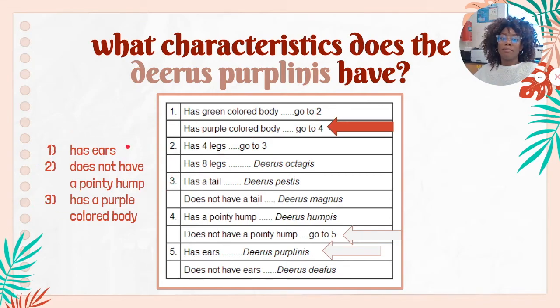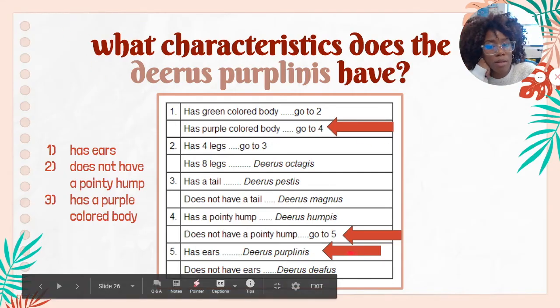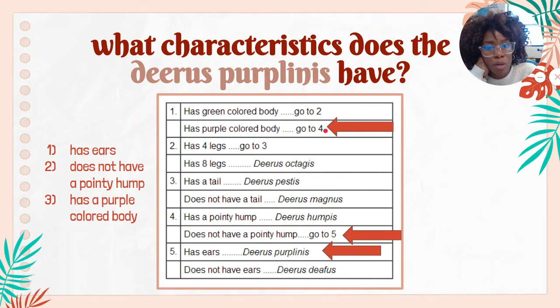So how did I do that? Well, again, if it tells me the organism, then all I do is work backwards. So Dirus purpulinus has ears, 5. Then I'm going to go to 5. It does not have a pointy hump. This is a 4, so I'm going to find where it says go to 4. Has a purple colored body, 1. That means I'm done.